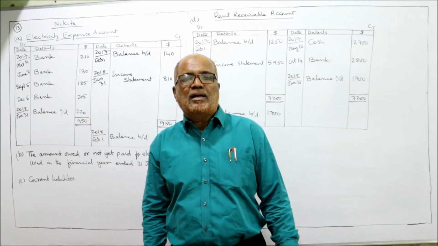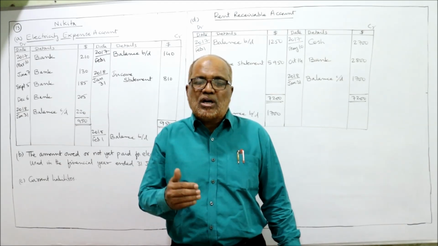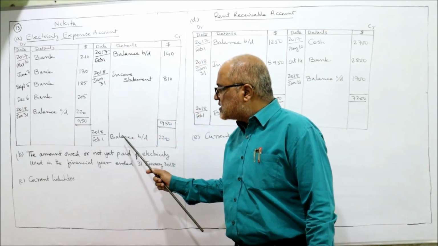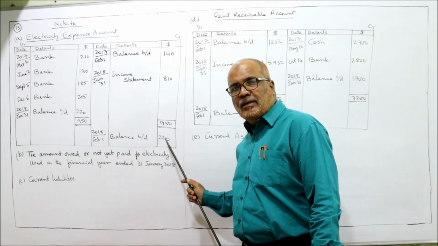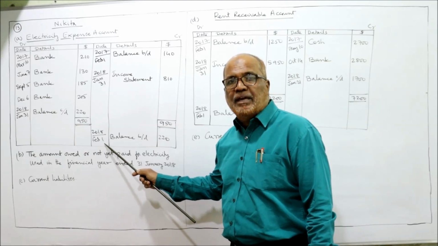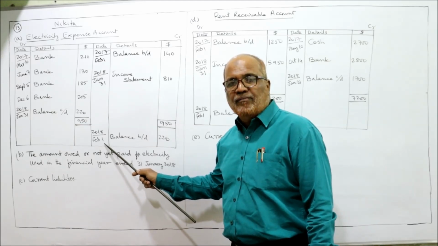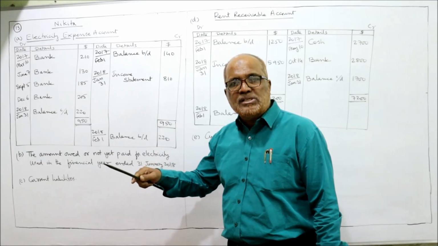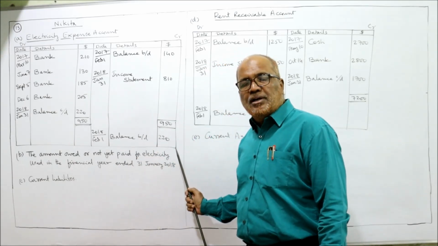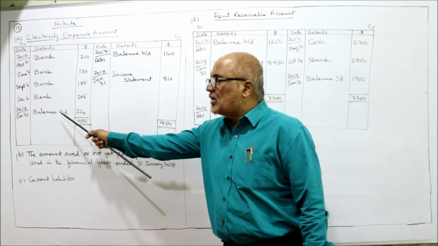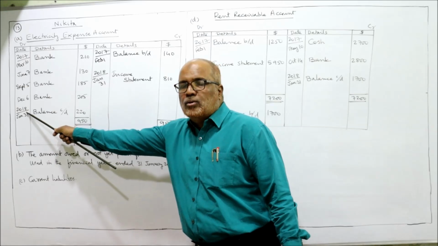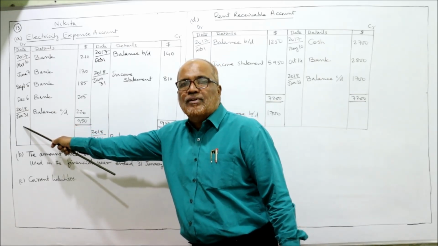Owing means it's a liability, and liability will show credit balance. So credit side, balance brought down 220. This is on 2018 February 1st. Next year will begin from 1st February. We are closing the accounts on 31st January. Right? So brought down is on credit side, so carried down will be on the debit side. Balance carried down $220. Last date 2018 January 31st.